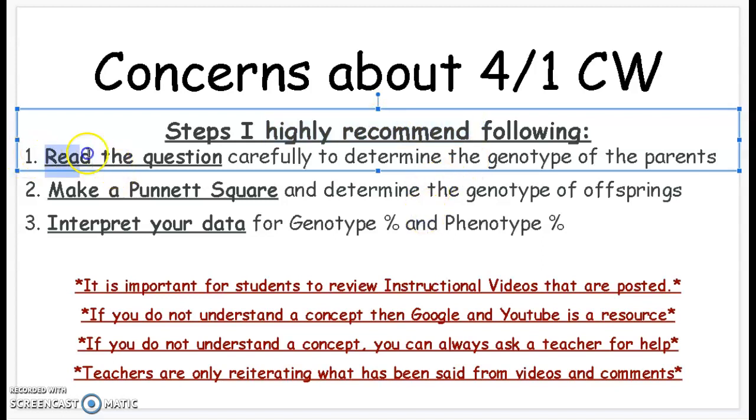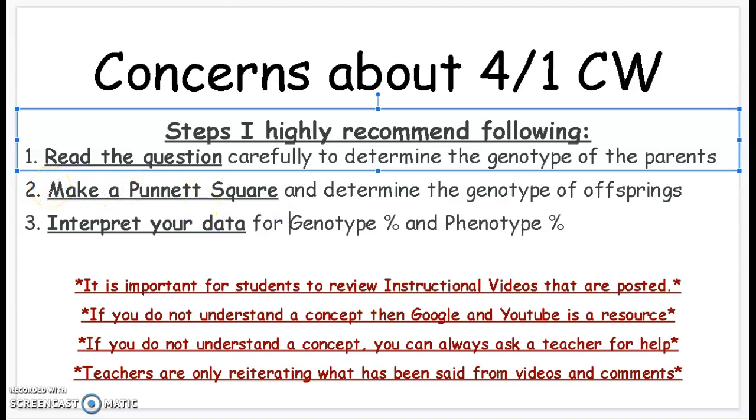1. Read the question carefully to determine the genotype of the parents. Now, I noticed that there are students who wrote random answers, which shows you did not read the question. So, I highly recommend reading the question.